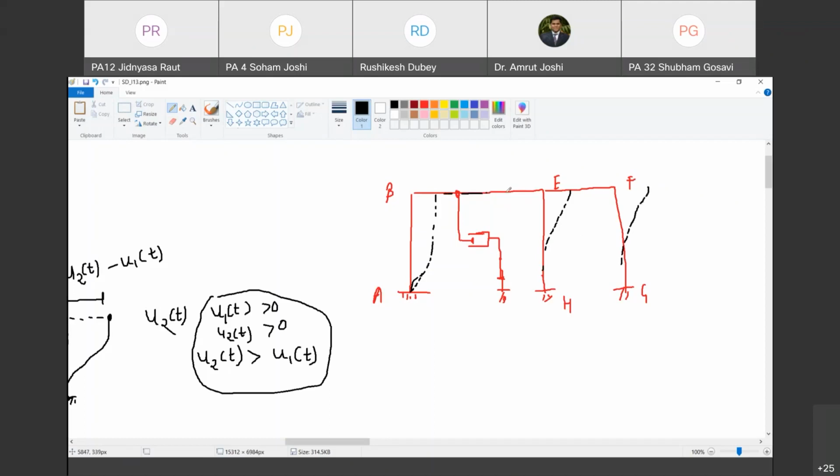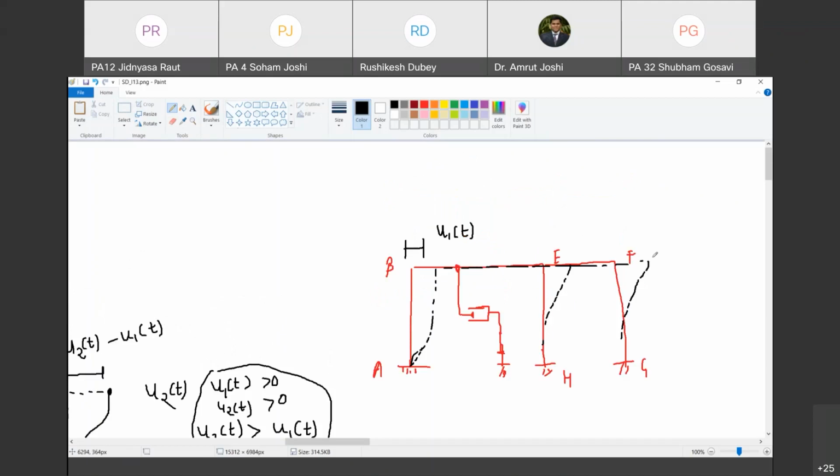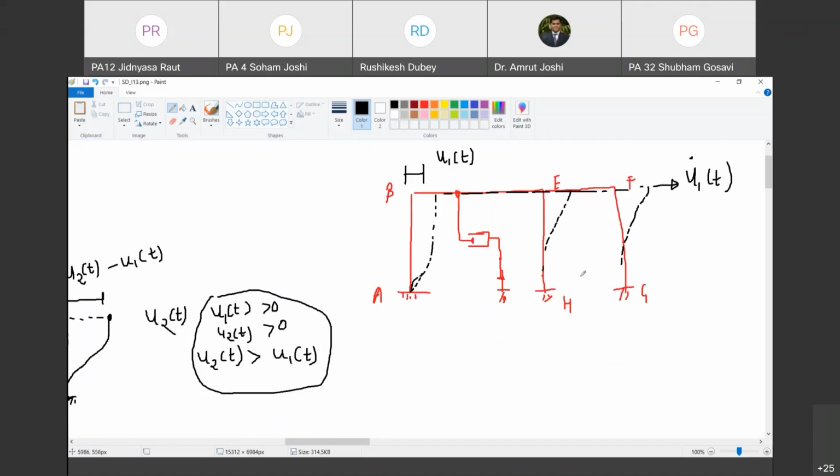And what is that amount? That amount is u1 of t. Are you with me? Yes, sir. And this mass m1 is exhibiting the velocity u1 dot of t. Happy? Yes, sir. And ground is experiencing the velocity ug of t, which is equal to 0.